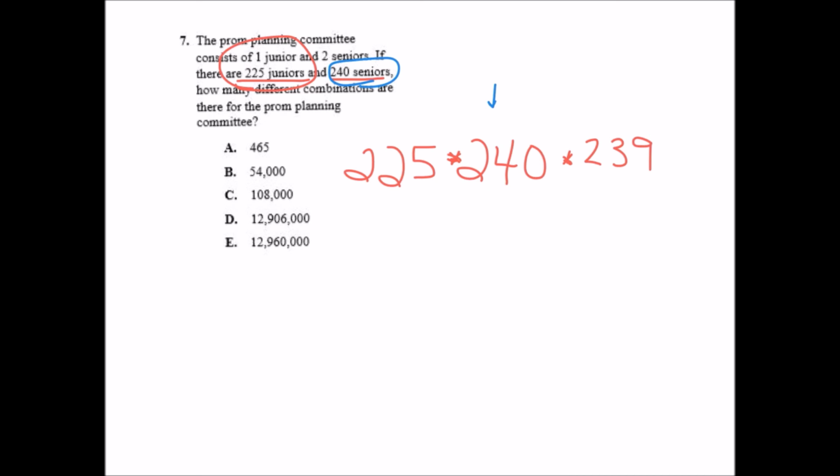So if you use your calculator and multiply out 225 times 240 times 239, you'll find that the correct answer is D, 12,906,000. Be careful, because you'll see that E is a distractor, 12,960,000. So make sure you double check what you're seeing on your calculator with the answers when you select them.